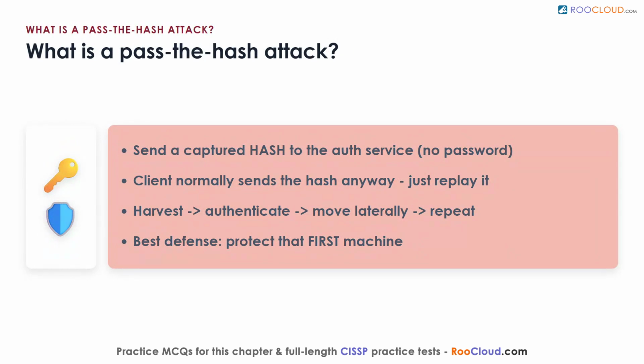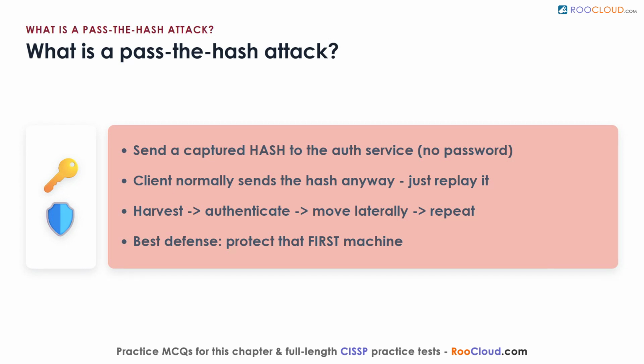They pass it. In a pass-the-hash attack, the attacker sends a captured password hash directly to an authenticating service, never needing the real password behind it. Normally your client hashes your password and sends the hash, so an attacker who already holds the hash can just replay it. After gaining a foothold on one machine, they harvest hashes from memory, authenticate as that user, and move laterally to the next system, repeating until they find where an administrator recently logged on.